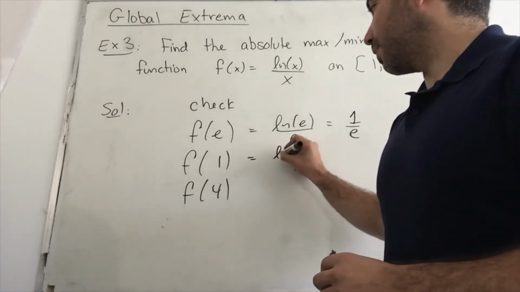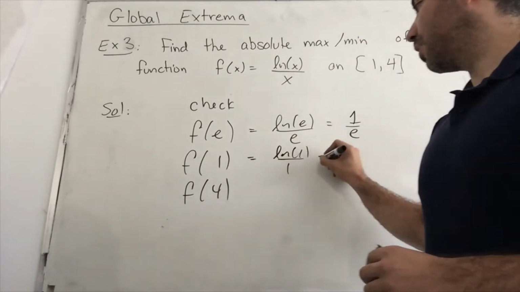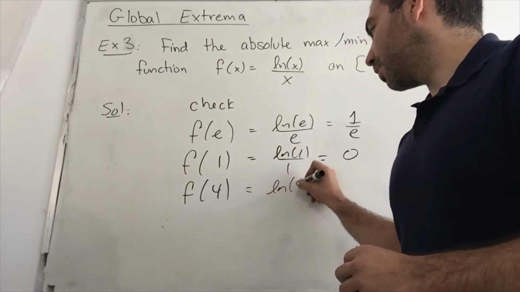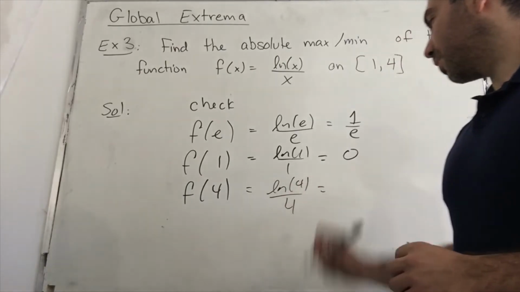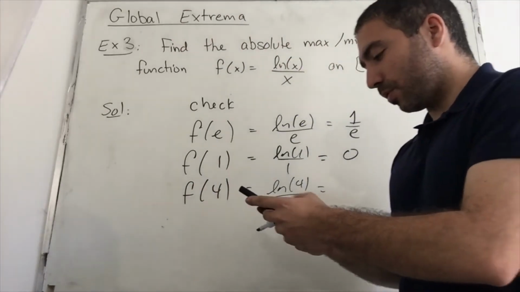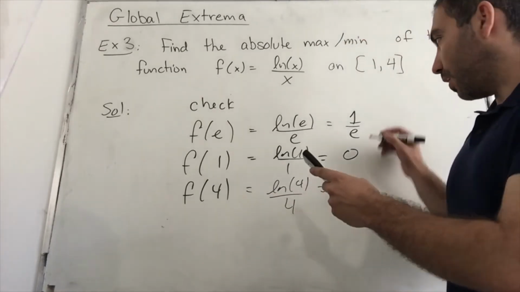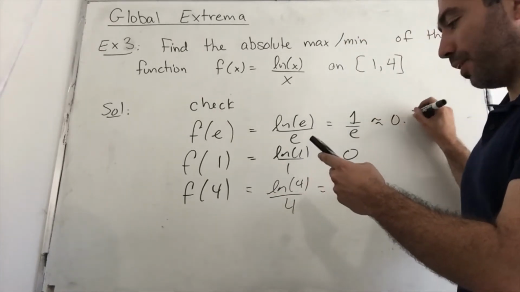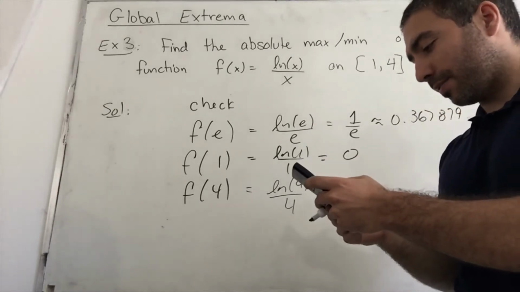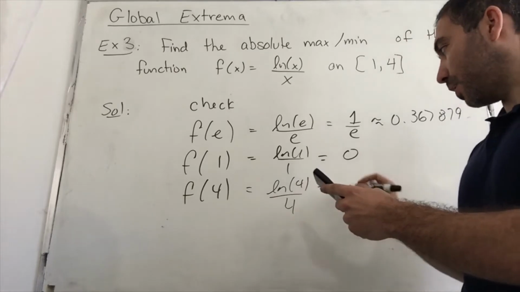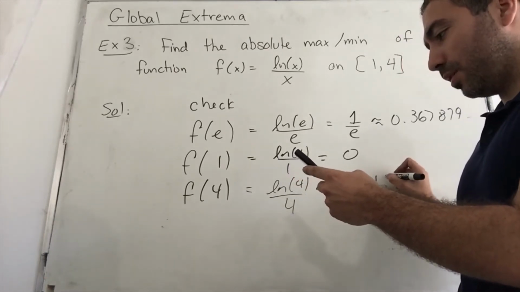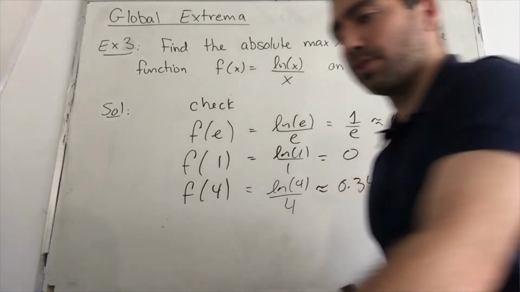Plugging in 1, we get ln of 1 over 1, and ln of 1 is just 0. And then 4, we get ln of 4 over 4. This one, we're going to use a calculator just to get the actual values. 1 over e is about 0.367879. This is 0. And then ln of 4 divided by 4 is about 0.3465. So on and so forth.